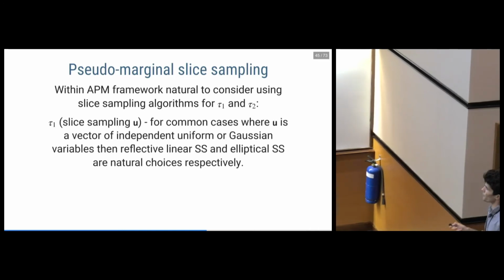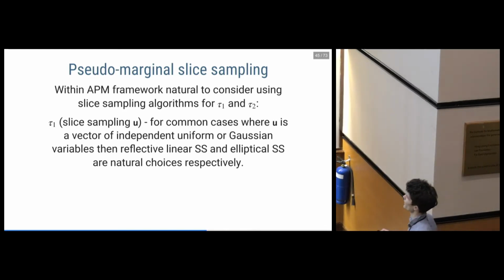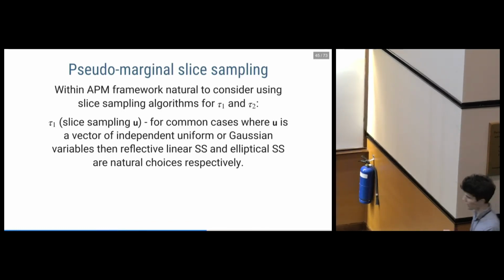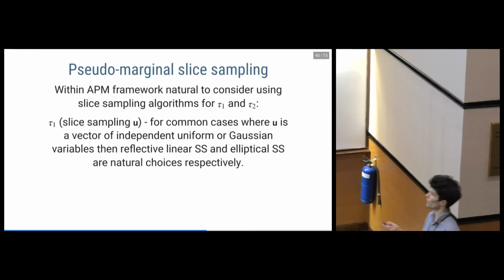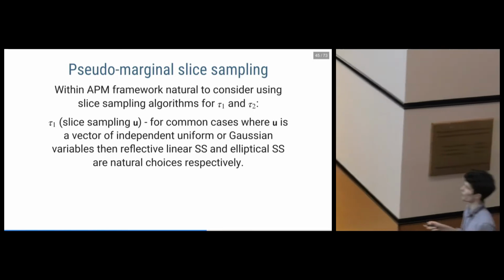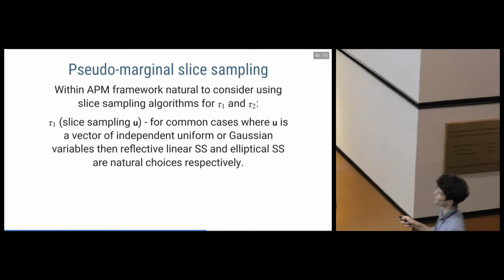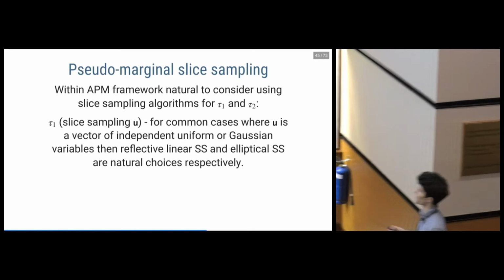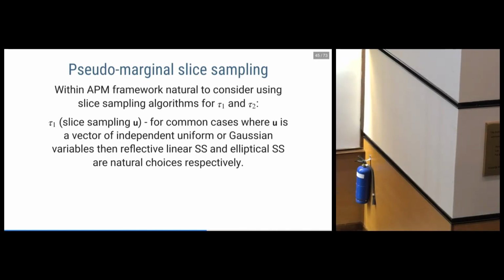So within this auxiliary pseudo-marginal framework, as I've been pointing out, it's natural to consider using slice sampling algorithms for these two different transition operators. So we could slice sample these auxiliary variables. There are two common cases, or even a mixture of these two cases, that we might have. We might have a vector of independent uniform variates, as I said, often estimators can be parameterized in terms of independent uniform variates. Or we might instead have a series of standard Gaussian variates.